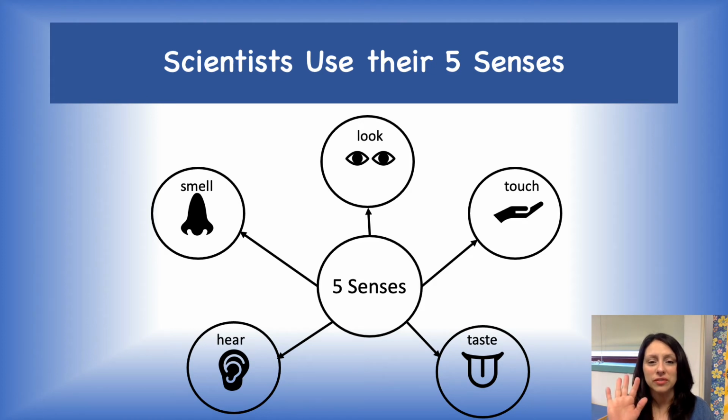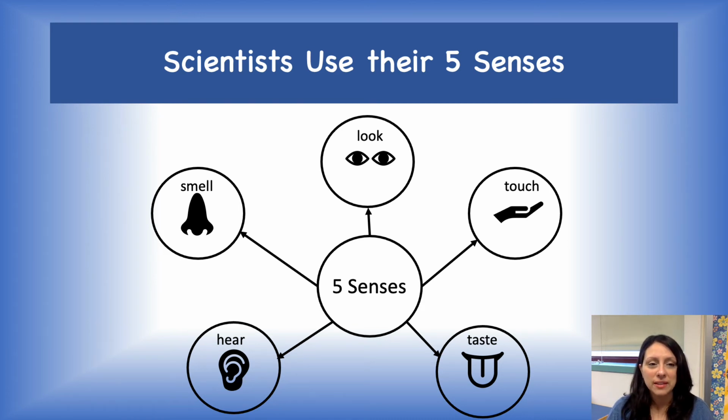Another sense that you have is your sense of touch. When using your sense of touch, you can tell how something feels, if it's rough, if it's smooth, if it's hot or cold. Your other sense is your sense of taste. If it's salty, if it's sweet, you can tell that through your sense of taste. Another sense that scientists use is their sense of hearing. Listening to what you're studying, does it make a noise? And if it does, is it loud? Is it soft?